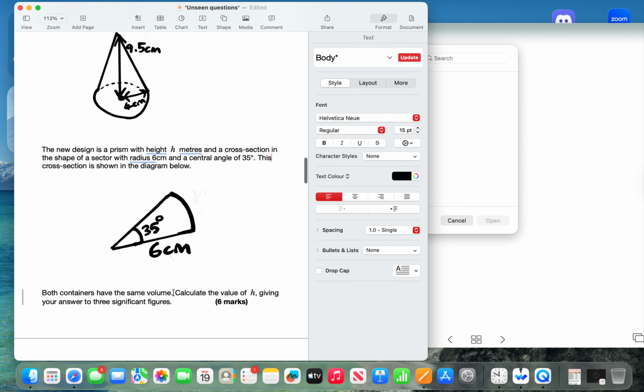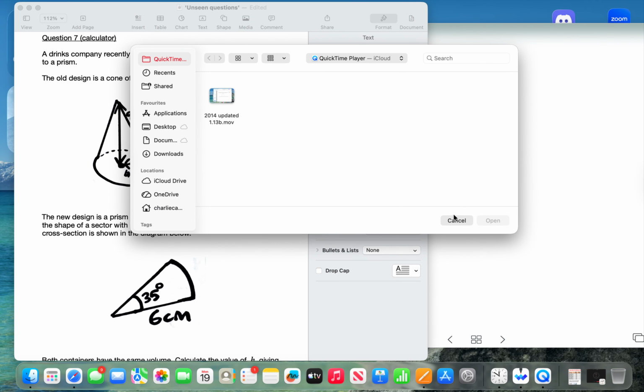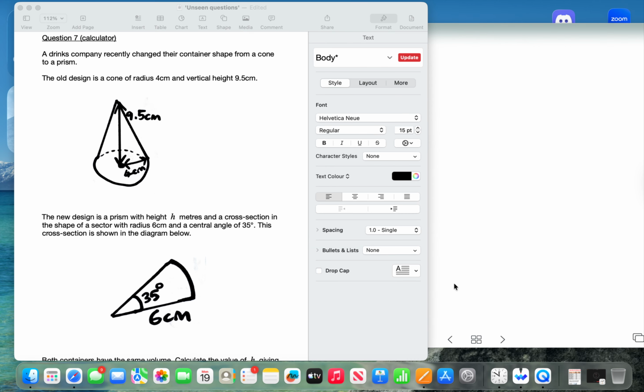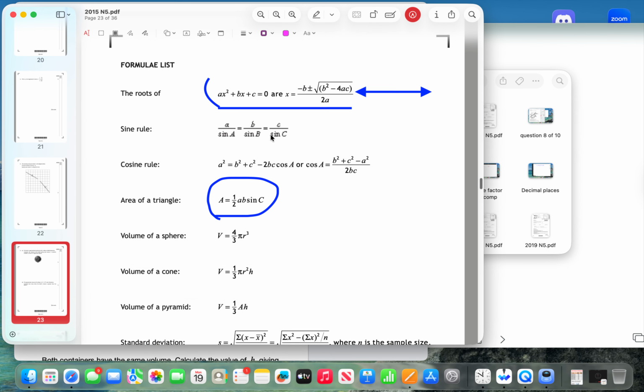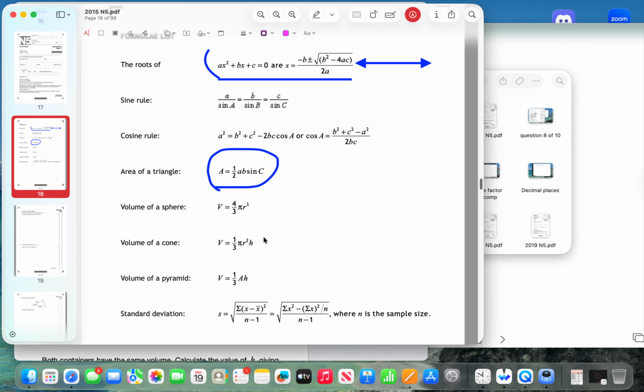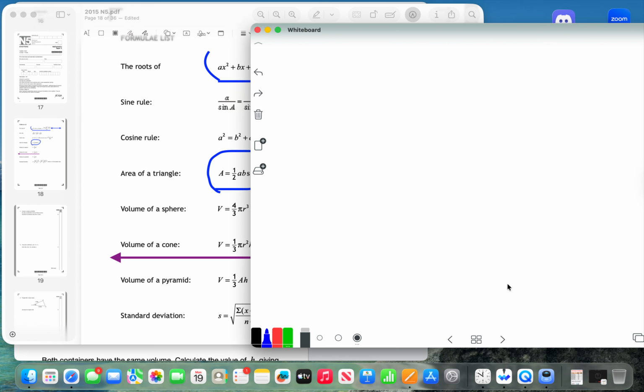The first hint I would say is in this part: both containers have the same volume. So if you have a look at the cone, it should be really easy to do first of all. Let's substitute into the equation, and we will get the equation for the volume of a cone. This is from the formula list, and you get this on the front page of the exam.